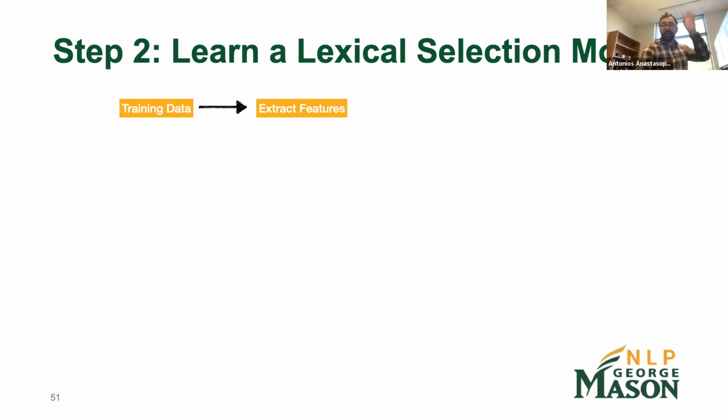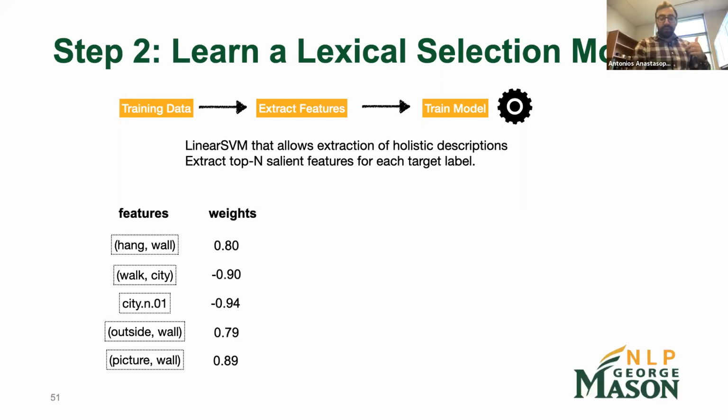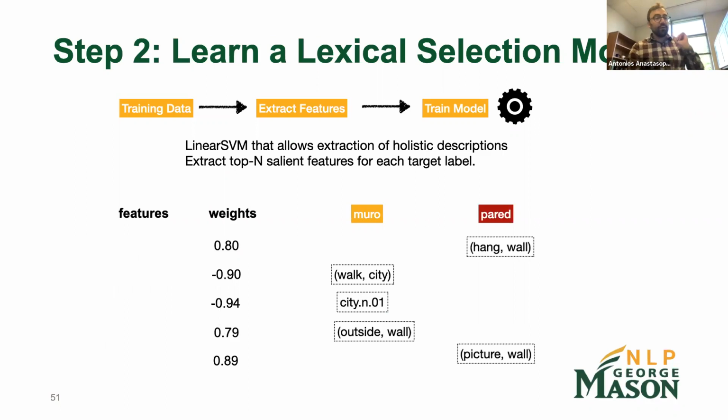All right. So now we have learned this model over the training data, and we use again a comparatively simple model, a linear SVM, which is very nicely interpretable. Here's what that means. Given each of those features, we can get different weights, and these weights correspond to the different output labels. So what you see here is that if a sentence has hang and wall in English, then the model thinks the output will be pared.